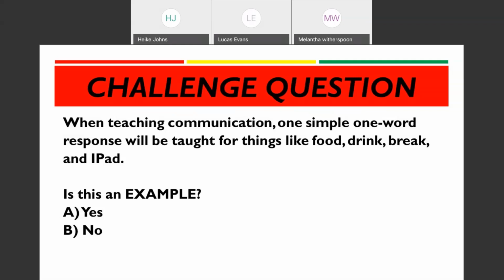So a person being able to communicate and understand receptively and expressively, being able to communicate one word in multiple ways is the best way I can communicate that. And so that's why this is not an example or an exemplar.